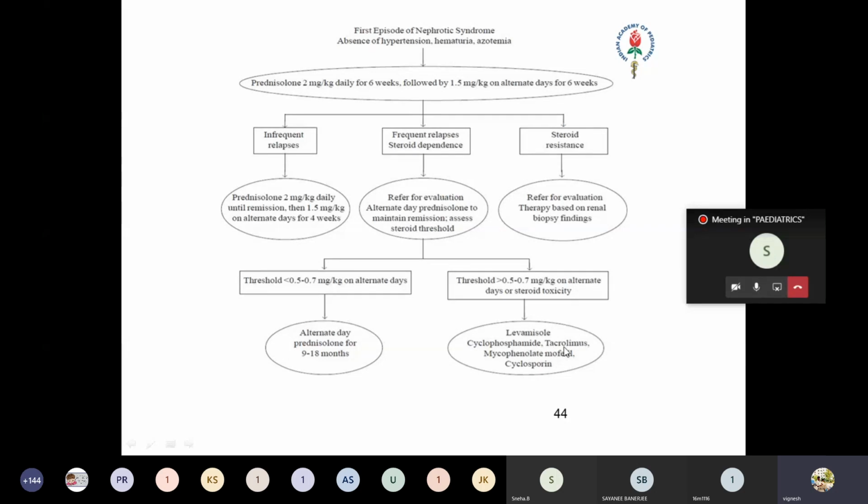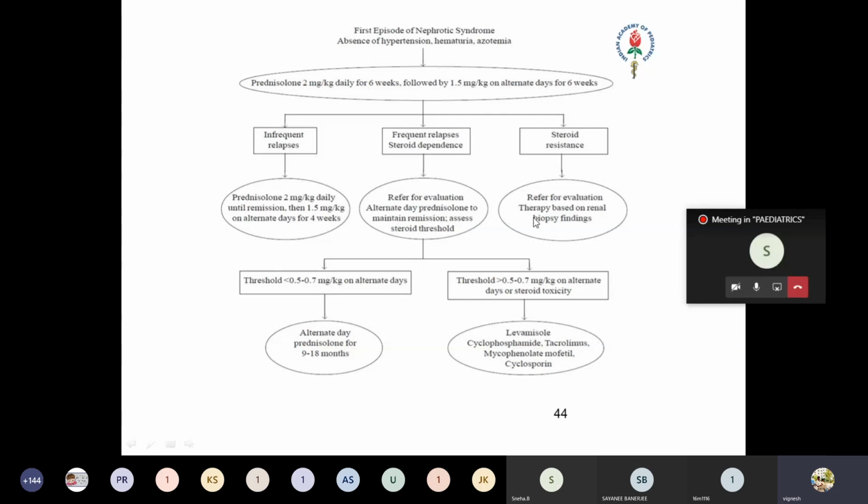Cyclophosphamide can be used. Tacrolimus and mycophenolate, then cyclosporine. These are immune modulator drugs that can be used in cases of frequent relapses. Sometimes there's steroid resistance. In spite of giving this treatment, such children never show a response to the steroids. Those cases are referred to as steroid resistant.